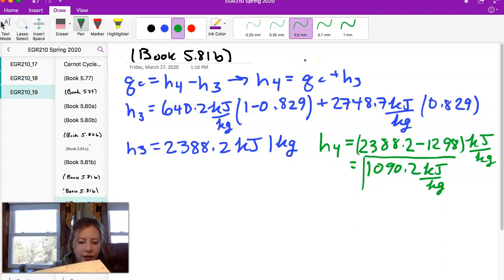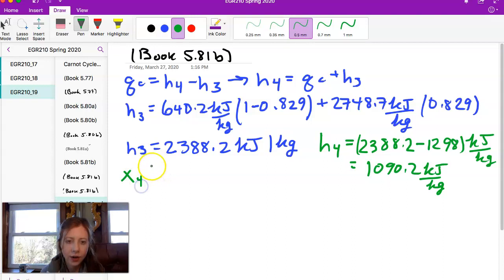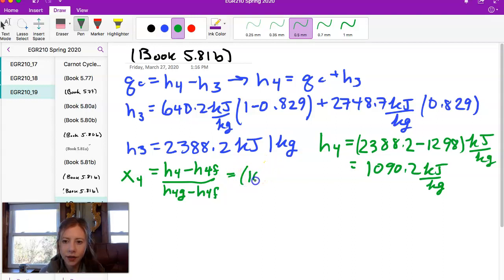And I don't need to put a box around that because it's not a final answer. Okay, and now because we know h4, we can go ahead and solve for our quality. So x4 is going to be h4 minus h4f divided by h4g minus h4f, which is going to be 1090.2 minus 640.23, and that's just looking up in the table since we know our pressure and our temperature actually.